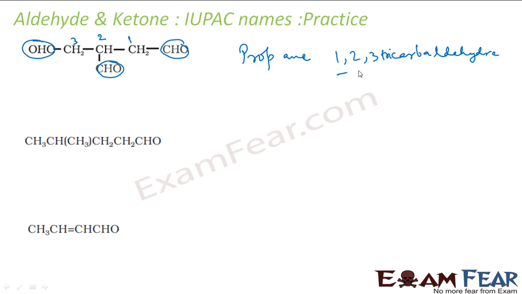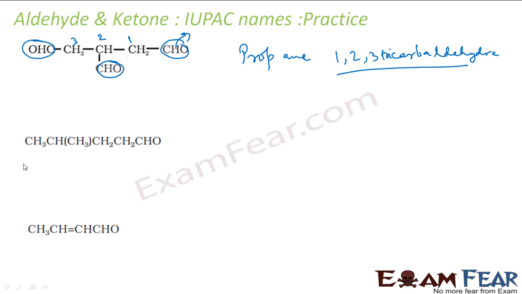Why didn't I write this thing first, 1,2,3-tricarbaldehyde propane? Because this is a more important group. We have seen that if there are alkane and aldehyde, aldehyde gets more priority. So here I had alkane and aldehyde. Out of alkane and aldehyde, aldehyde gets more priority. So this becomes propane-1,2,3-tricarbaldehyde.